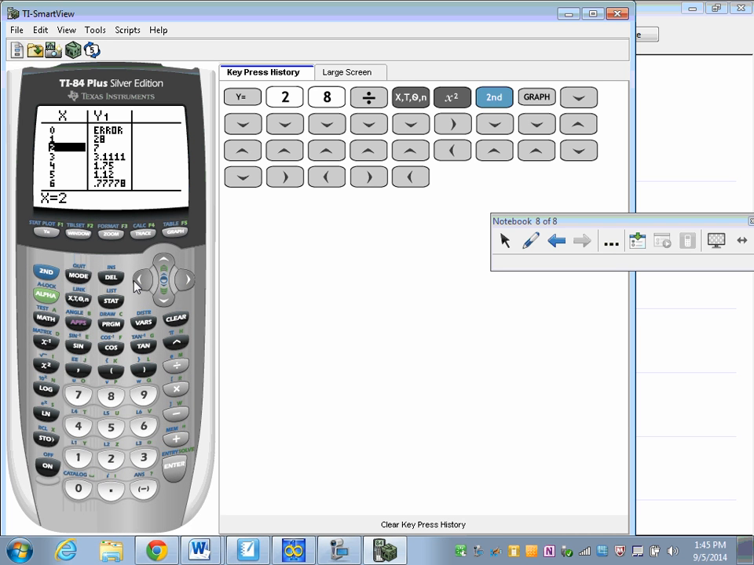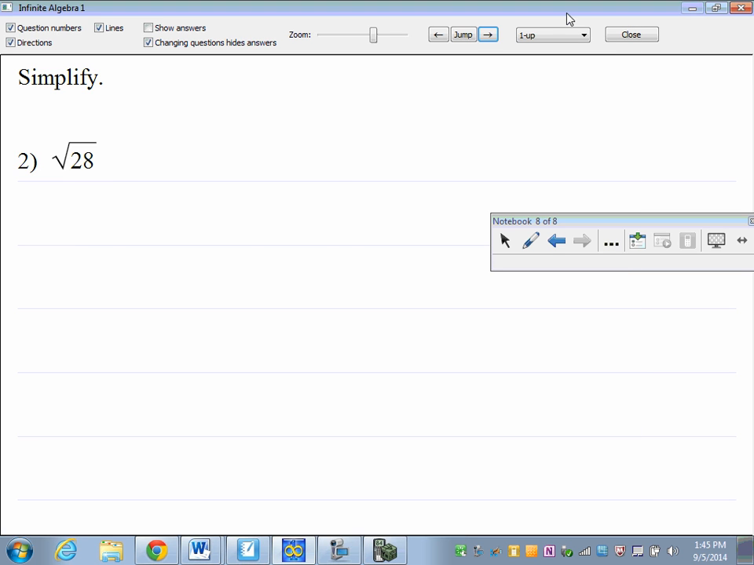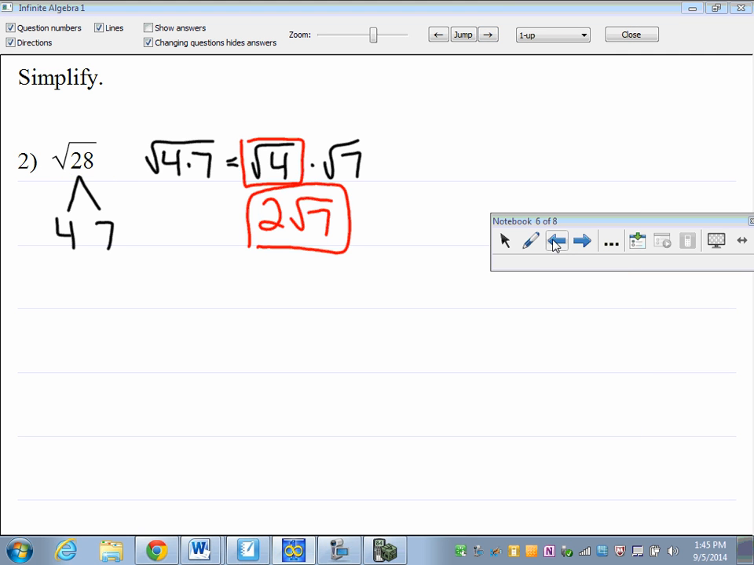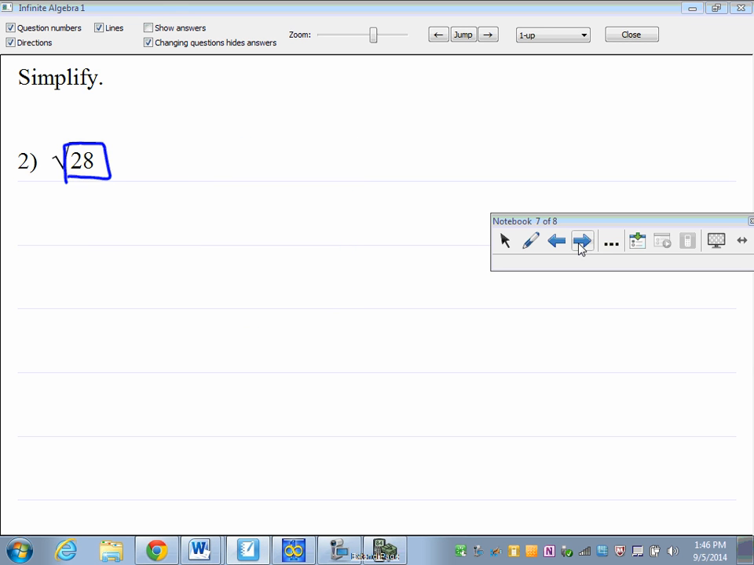Well, if I go back to what I had before, notice that I had a 2 and a 7. This is going to work every single time. So 2 times the square root of 7. Let's go over a couple more examples, and hopefully you'll get the idea of this.